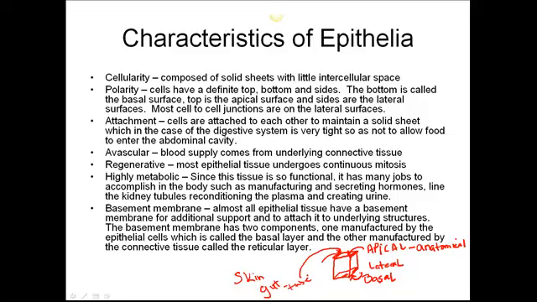Epithelial cells are perfectly made for that purpose. So obviously the cells have to be attached to each other. I'm not very good with this pen yet. So the cells are attached to each other to maintain a solid sheet, which in the case of the digestive system is very tight so as not to allow food to enter the abdominal cavity.